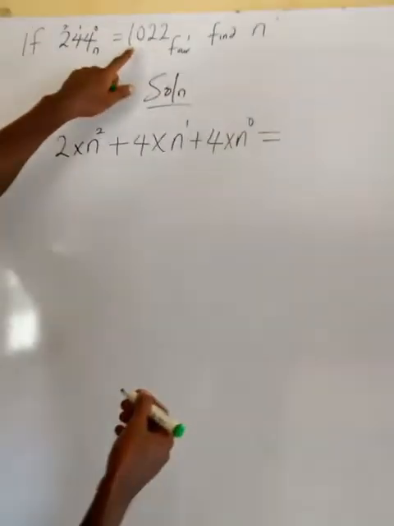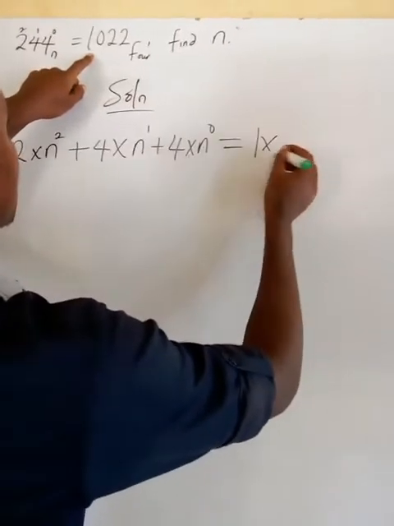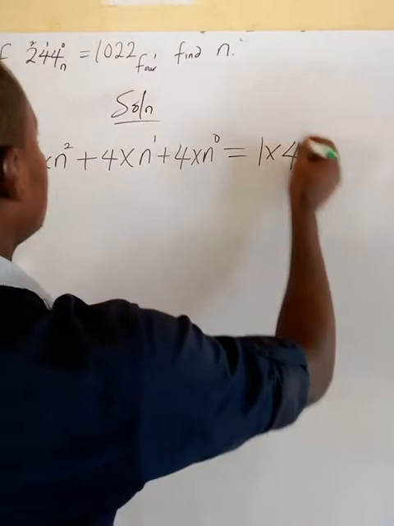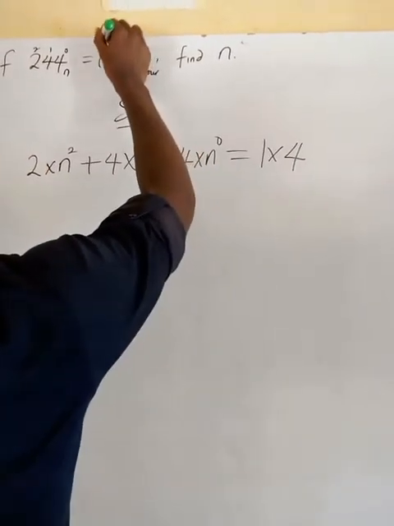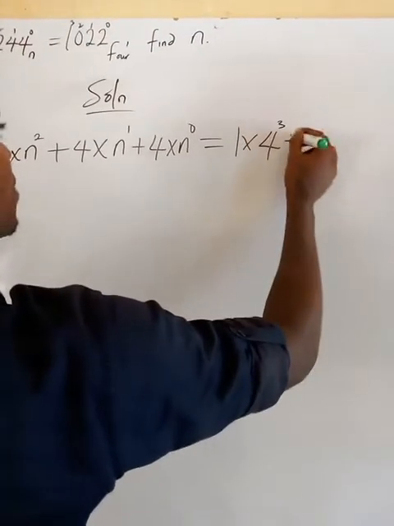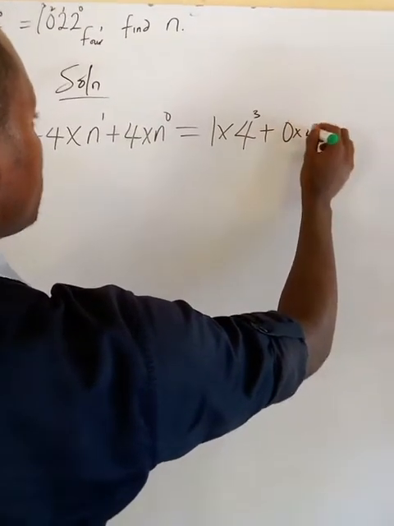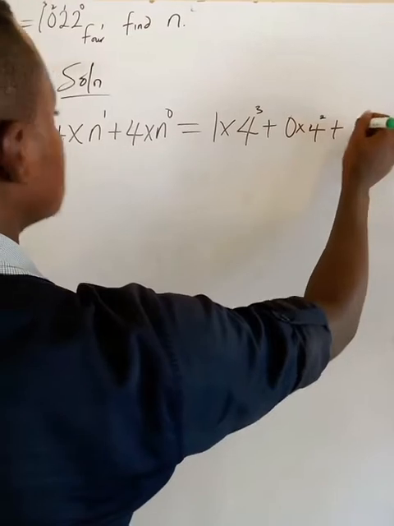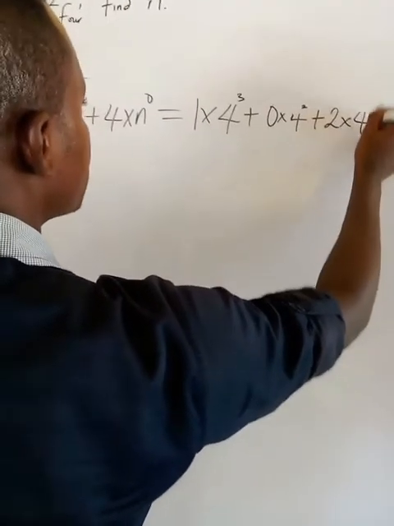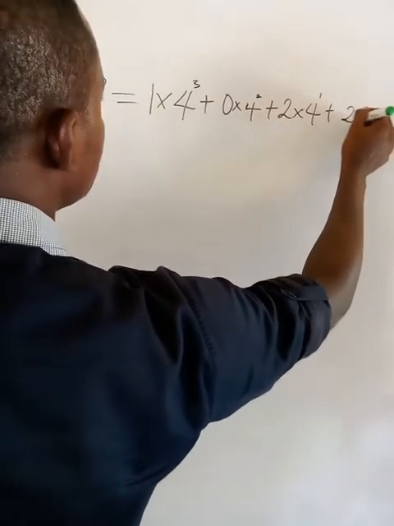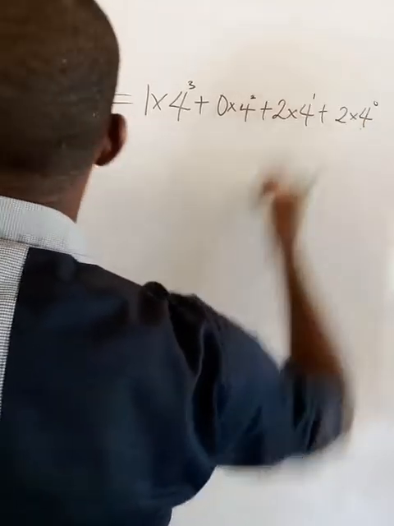And it is given to be equal to 1 times, this is base 4, remember this is 0, 1, 2, 3. So 1 times 4 raised to power 3 plus 0 times 4 raised to power 2 plus 2 times 4 raised to power 1 plus 2 times 4 raised to power 0.